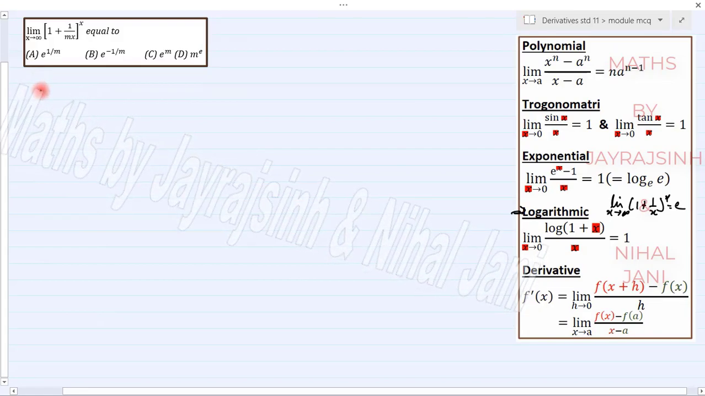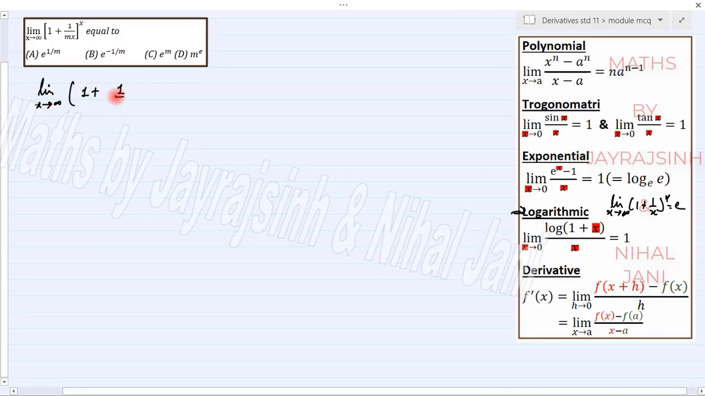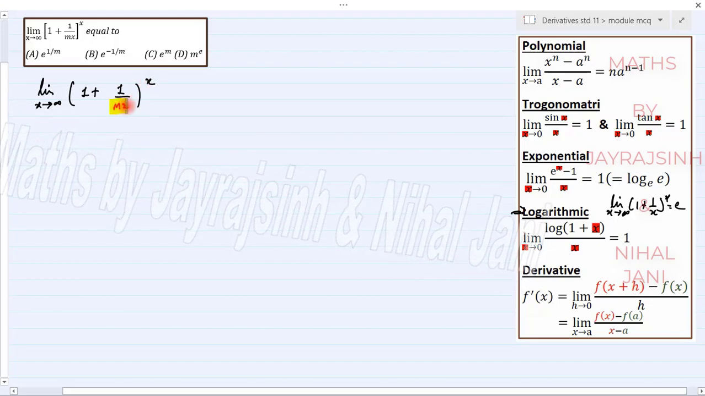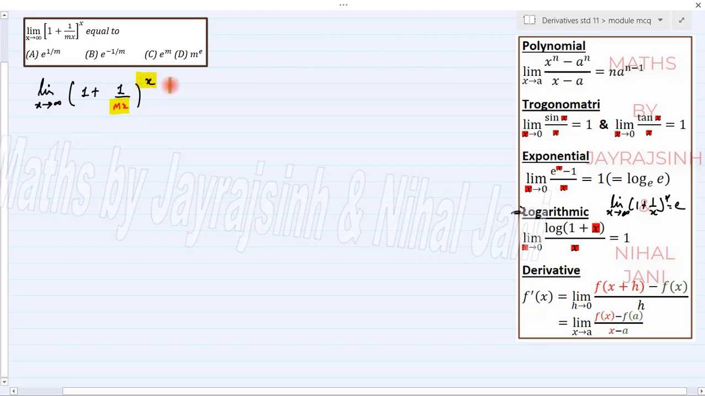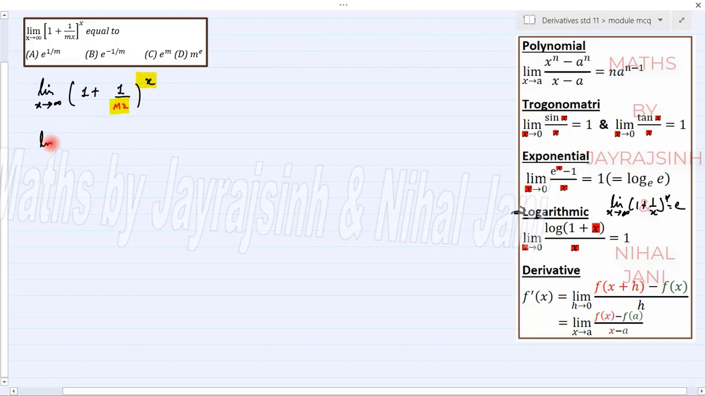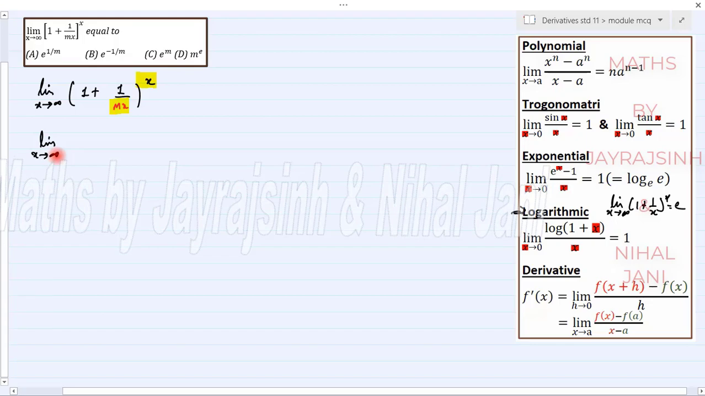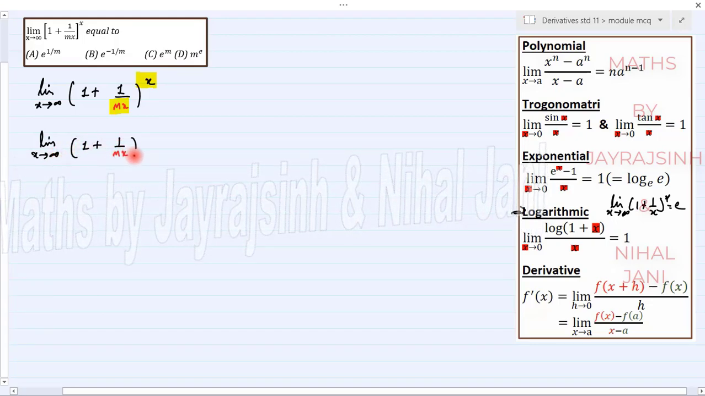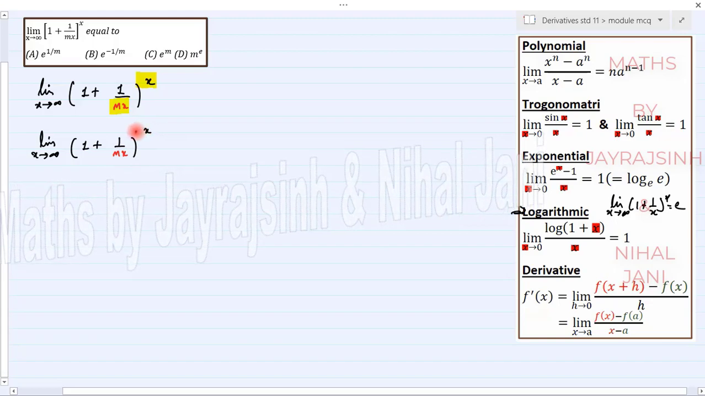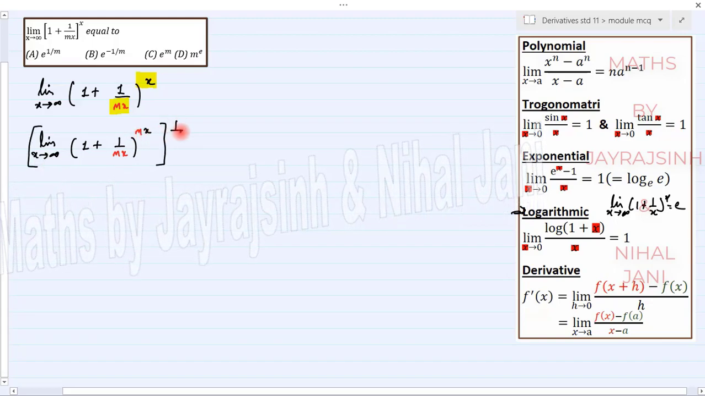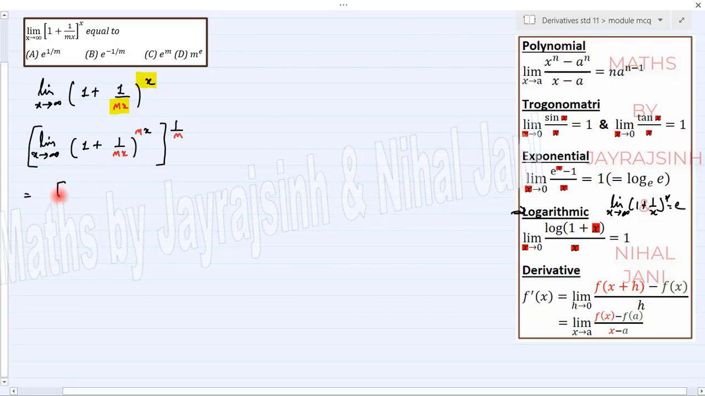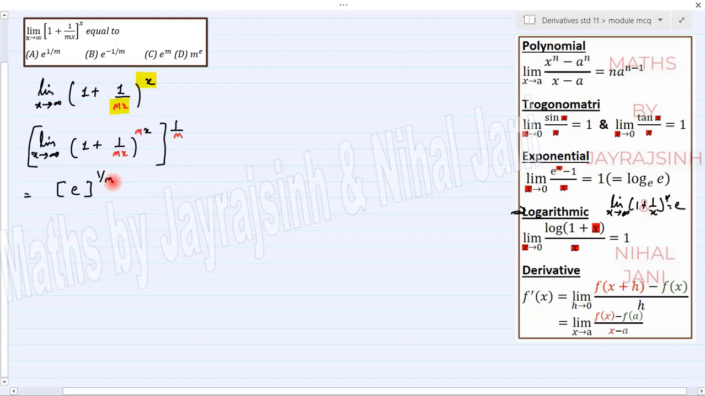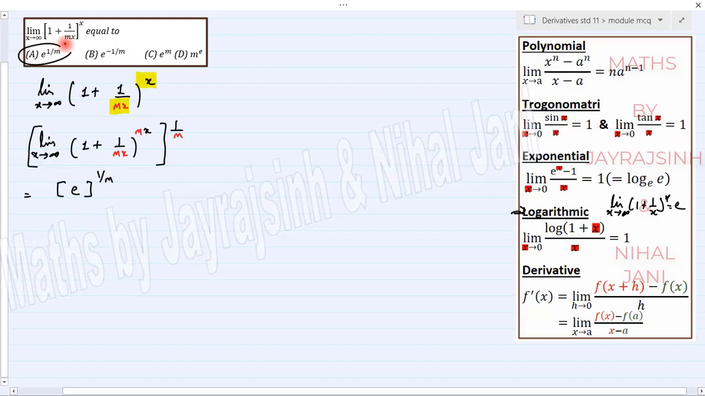In this question, we have limit x tends to infinity (1 plus 1 by x) raised to x. So, to apply the formula, here we have mx. So, we need mx in the power also. So, let's multiply and divide m in the power. So, it will become x into m divided by m. So, your bracket will become e and we'll get e raised to 1 by m, which is given in option A.